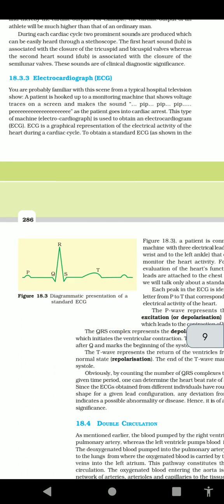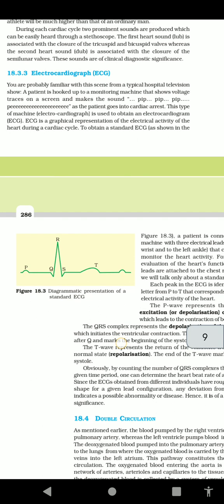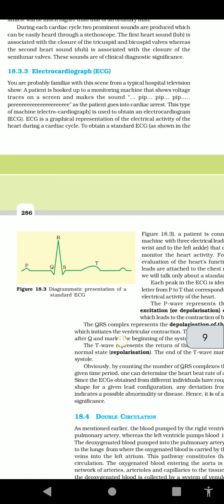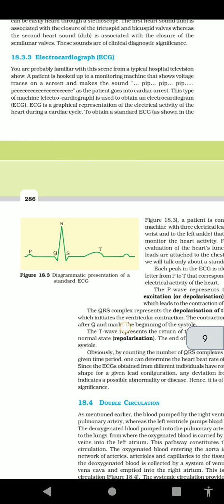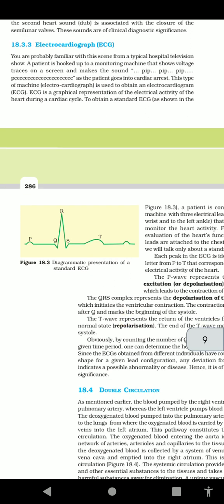During each cardiac cycle, two prominent sounds are produced which can be easily heard through a stethoscope. The first heart sound, or lub, is associated with the closure of the tricuspid and bicuspid valves. The second sound, dub, is associated with the closure of the semilunar valves. These sounds are clinically diagnostic, as is the electrocardiogram.